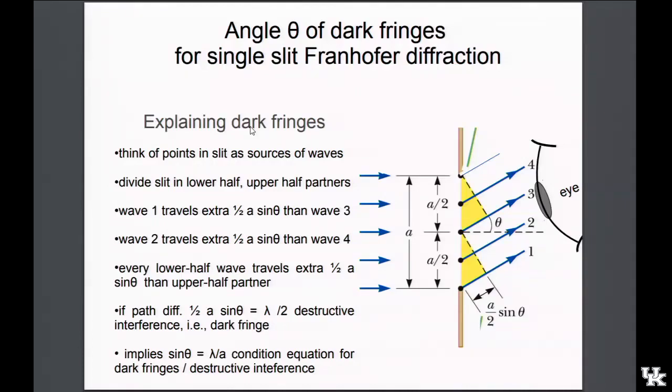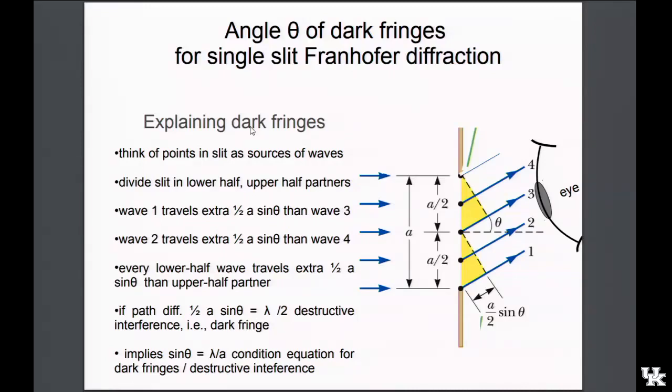Now wave number 2 and its partner: look, wave number 2 is at the center of the bottom half of the slit. Its partner is wave number 4, at the center of the top half of the slit. If the extra distance that wave number 2 travels is also half integral, i.e. half a wavelength, 3/2 a wavelength, 5/2 a wavelength, wave number 2 and 4 will interfere destructively. And you'll get destructive interference.